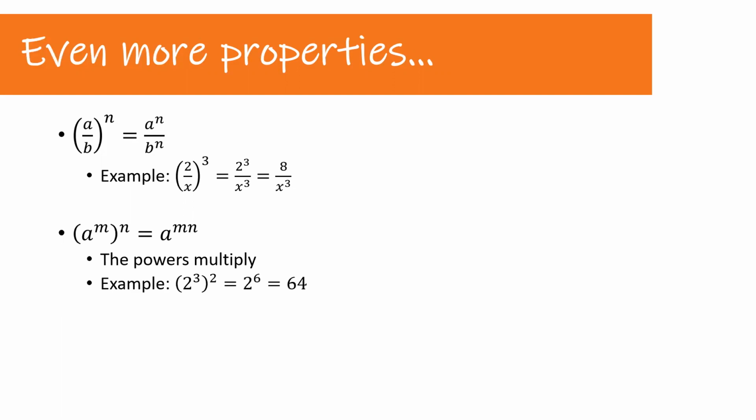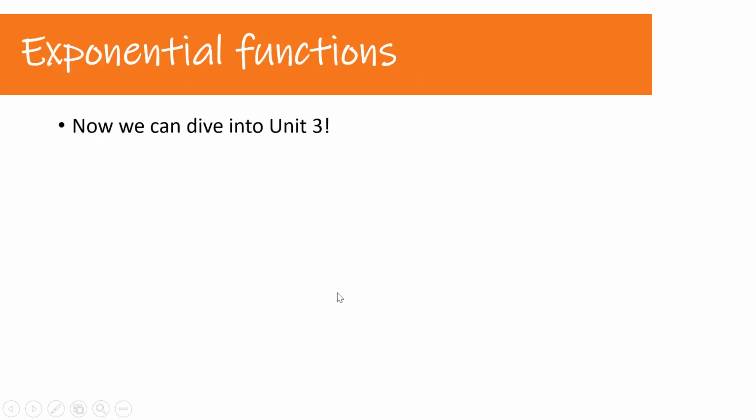So for example, if we have 2 to the 3rd raised to the 2nd, this is going to be 2 to the 6th, which is 64. You can show this with a calculator because 2 to the 3rd is 8, raised to the 2nd, 8 squared is going to be 64. Okay, so take a few moments, review those.